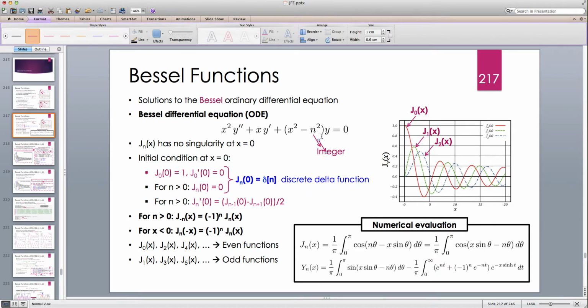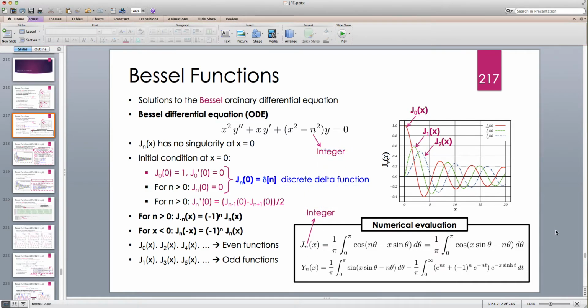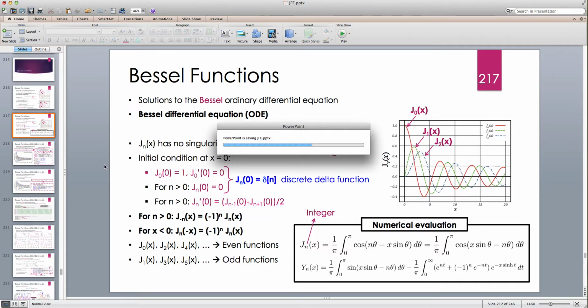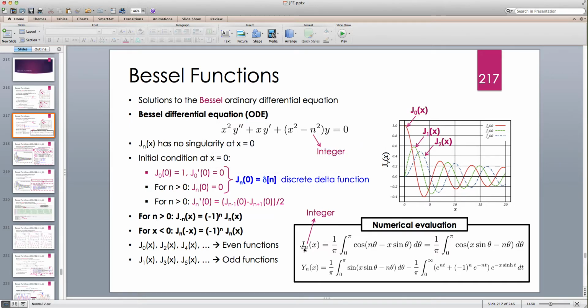So only when the index of the Bessel function is integer, we can use these integrals. And we will see what happens when this index is not integer anymore. But for now, let's assume that this is an integer index, Jn, n could be 0, plus minus 1, plus minus 2, etc. Jn is given with a very nice closed form integral, 1 over pi, integral from 0 to pi, cosine of x sine theta minus n theta d theta. So theta is the parameter of the integration, and eventually the result of this is a function of x, right?